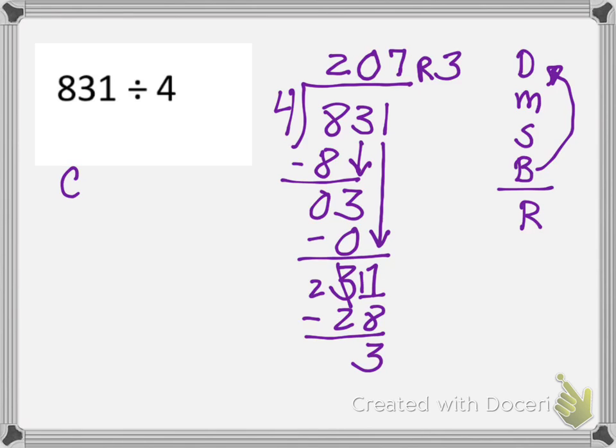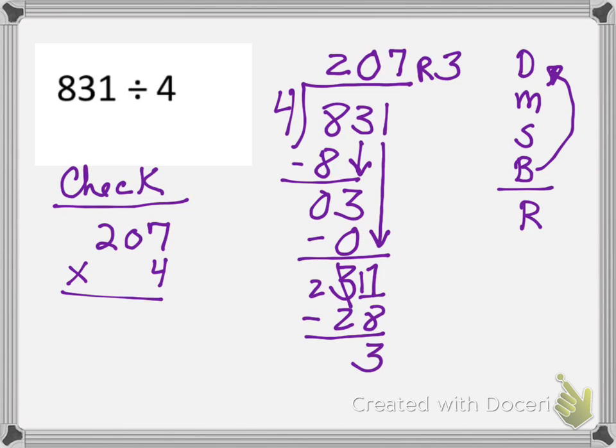And we always have to make sure we check. I sound like a broken record, but hopefully that broken record will help you. 207 times 4. 7 times 4 is 28. Put the 8, carry the 2. 0 times 4 is 0 plus this 2, it becomes a 2. 2 times 4 is 8. Don't forget our remainder. Plus 3, and it becomes 831.